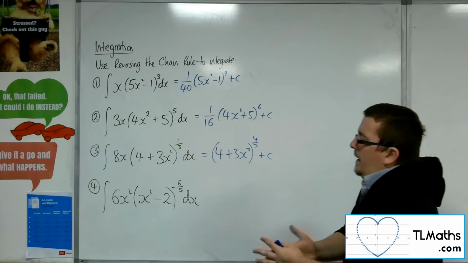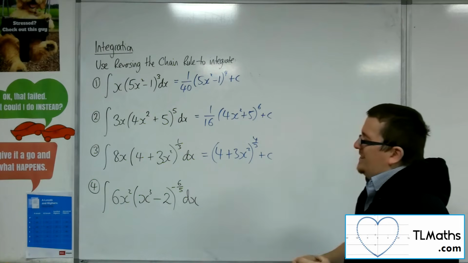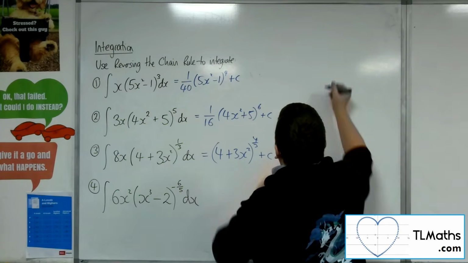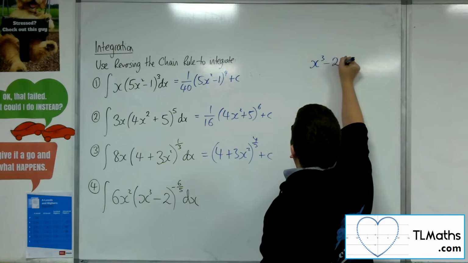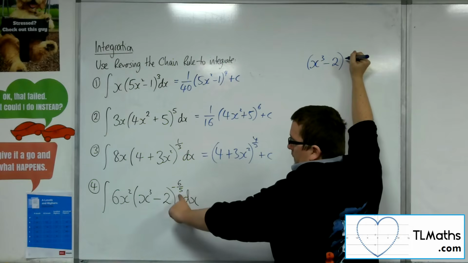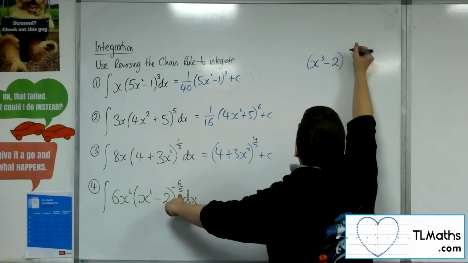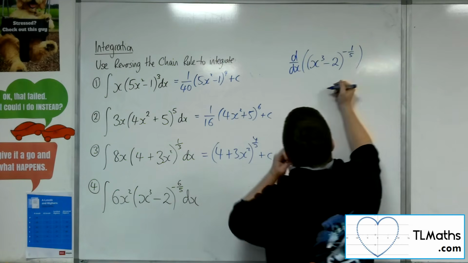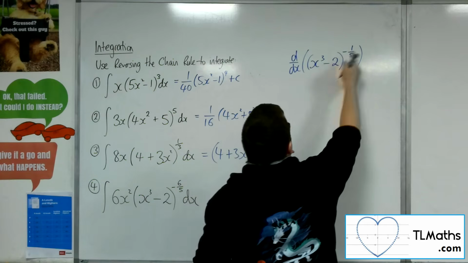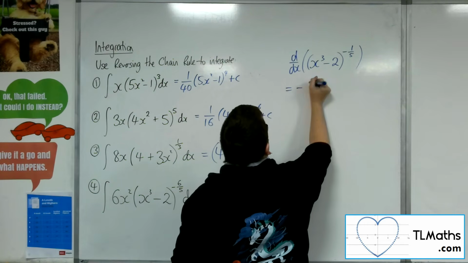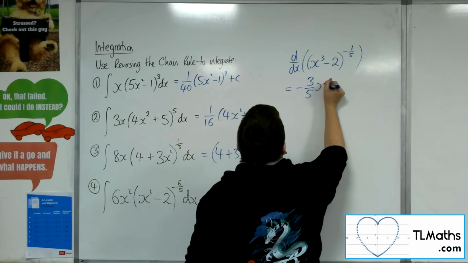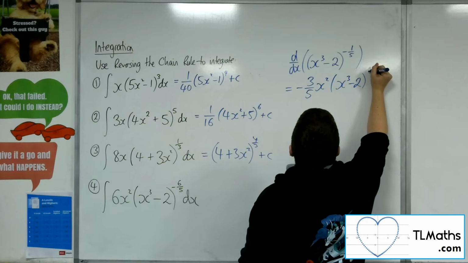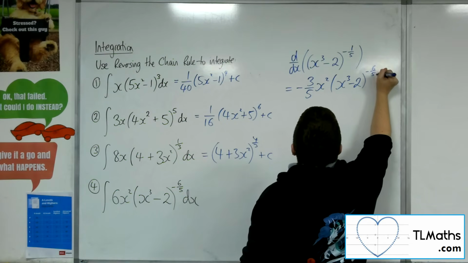Right, last one then. Integral of 6x squared times (x cubed minus 2), all to the power of minus 6/5. Right, okay, so let's look at the x cubed minus 2. Add 1 to the power of that. So minus 6/5 plus 1 is minus 1/5. And I'm going to differentiate that. Okay, so 3x squared will come out. The minus 1/5 will come down the front. So minus 3/5 x squared times (x cubed minus 2) to the power of minus 6/5.